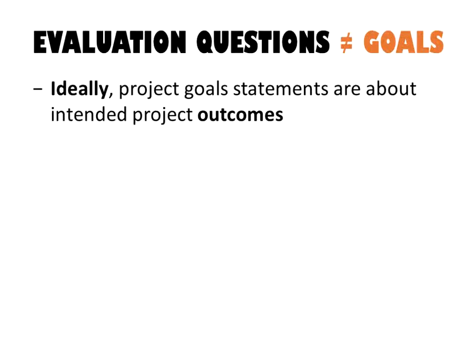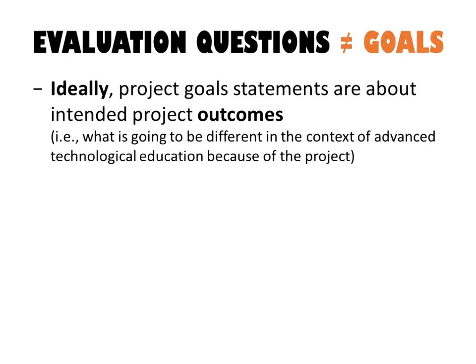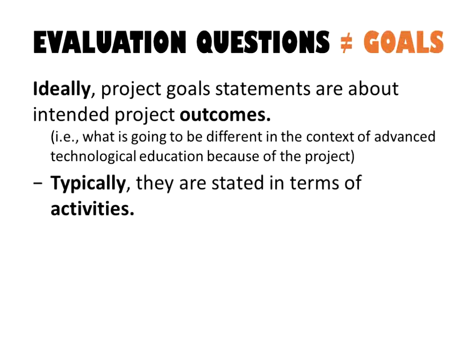Ideally, our project goal statements are about our intended project outcomes, or in ATE, especially, what is going to be different in the context of advanced technological education or employment because of the project. But what you actually see is that they're typically stated in terms of activities. We actually looked at a bunch of different abstracts for ATE projects, some from NSF's website, and kind of confirmed our suspicion that typically project goals or purposes are worded as activities when they do have any sort of goal statement in them.